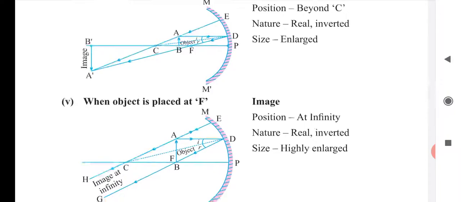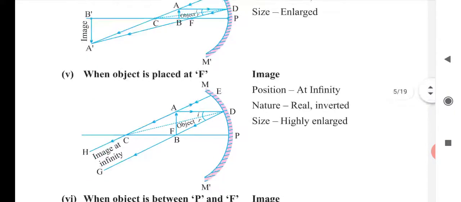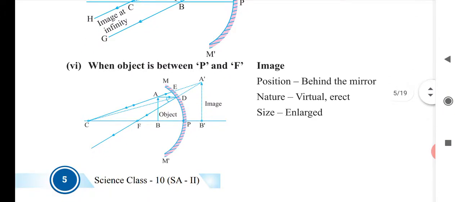So next, we will place the object between focus and pole. So this is the last one. When we place the object between pole and focus, you can see from the diagram, the object AB is placed between F and P. F is the focus and P is the pole. So one ray they have taken passing parallel to the principal axis. If a ray passes parallel to the principal axis, after reflection it will pass through focus.